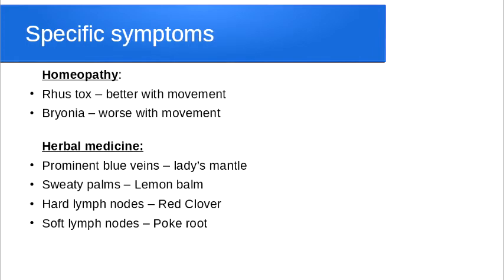We can have that, of course, for homeopathic remedies, where you might have several remedies that are used for the same condition, but the overall signs are different. We can see that if we compare Rhus tox to Bryonia, both commonly used for joint pain. From herbal medicine, prominent blue veins match lady's mantle, sweaty palms, lemon balm, hard lymph nodes, red clover, soft lymph nodes, poke root. This is again why when I'm with someone, I want all the specific detail, because it really does help me figure out what they need specifically.